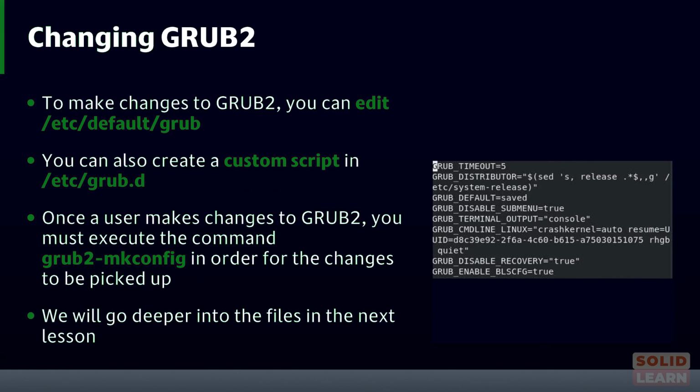Now, if you wanted to change grub2, you can edit /etc/default/grub and make the modifications in there. You can also create a custom script, as I discussed previously, in that /etc/grub.d directory. But once you make changes to grub2, you don't get to just save them and everything is hunky-dory. You have to execute a command, and that command is called grub2-mkconfig. Once that's run, the changes get picked up, and when you reboot, you'll see those changes in the next boot cycle. We will go deeper into these files in the next lesson.